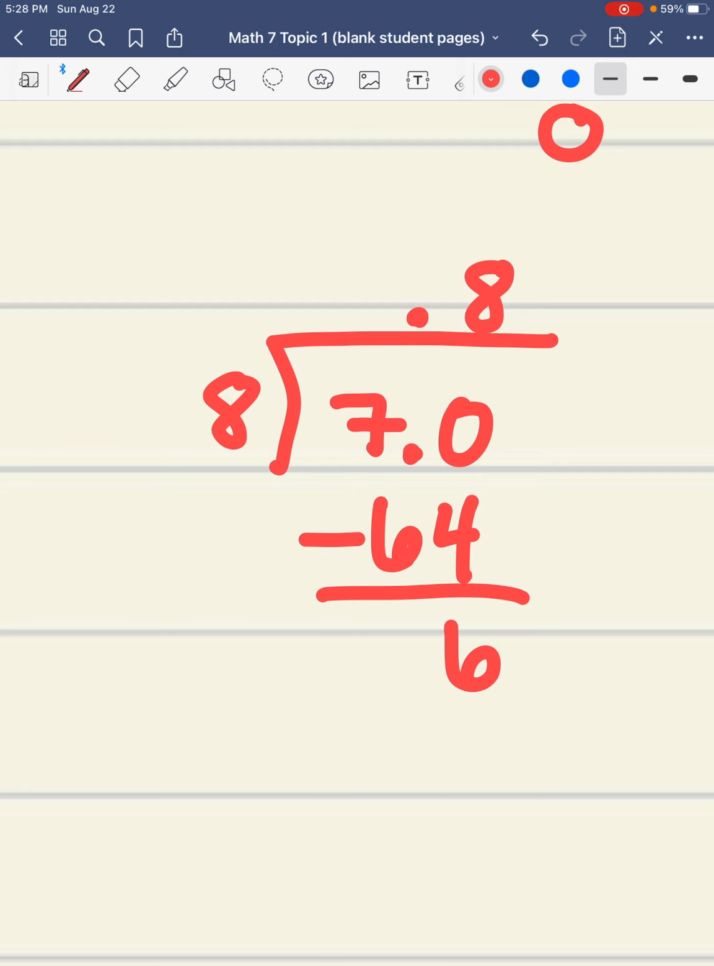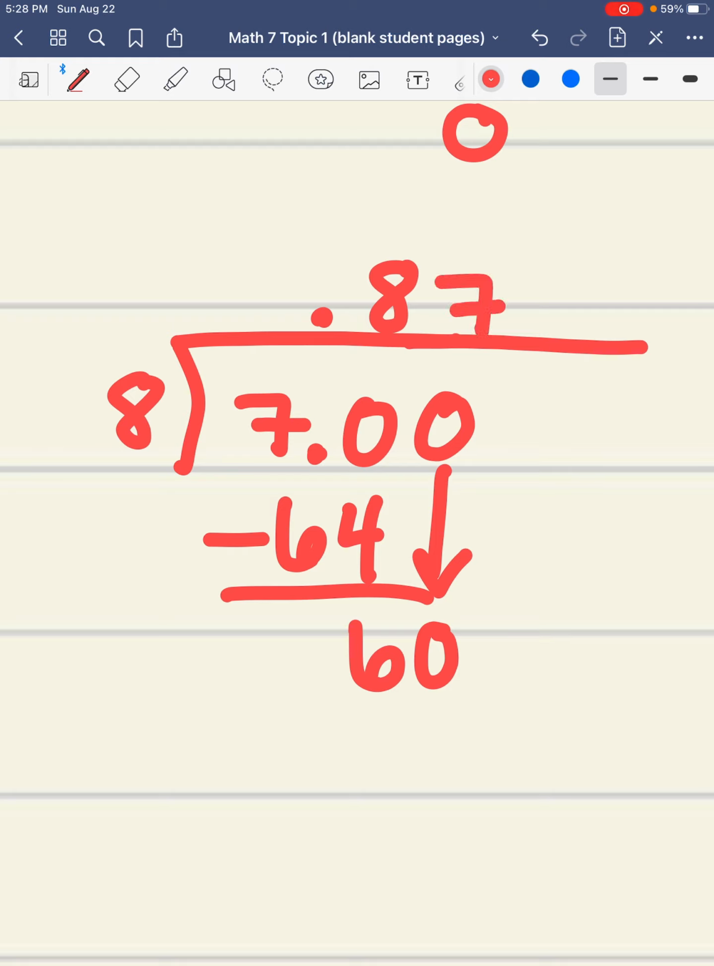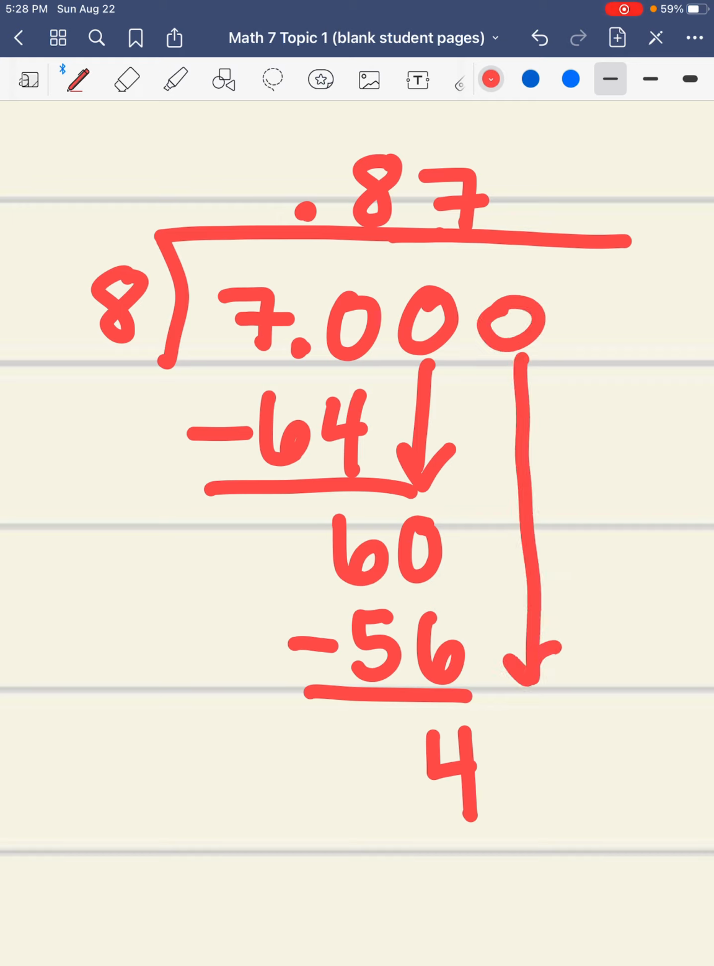Okay, so we didn't get a remainder of 0, so we have to keep going. So I'm going to add a 0 and bring that down. Can 8 go into 60? Yes, it can. 8 times 7 is 56. So now I'm going to subtract that. 60 minus 56 is 4. Okay, so we're still not done. Our decimal hasn't repeated, and we still have a remainder. So we're going to add another 0 and keep on going.